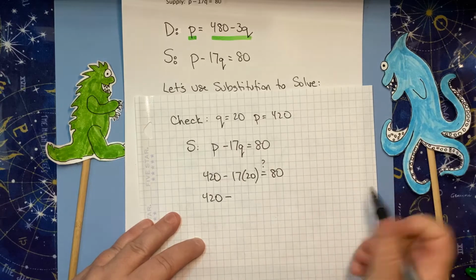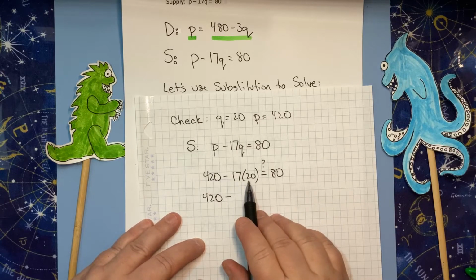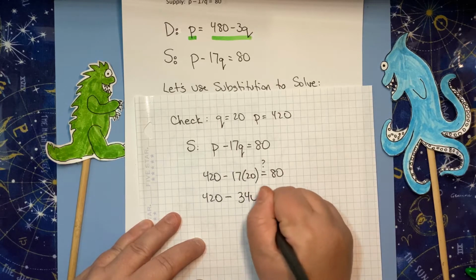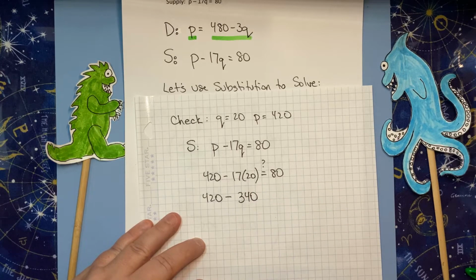420 minus 17 times 2 is 34. So 17 times 20 is 340. No shame in checking that on a calculator.